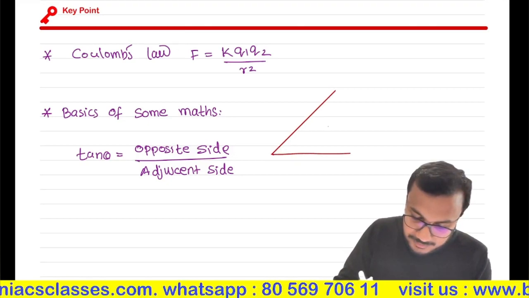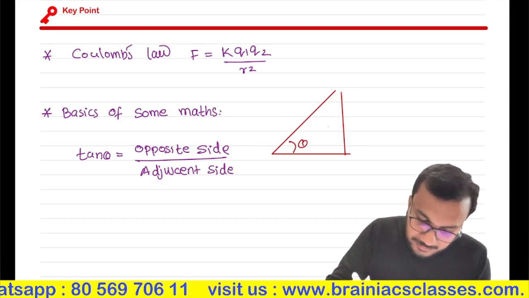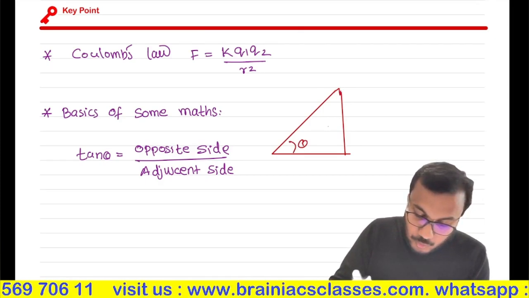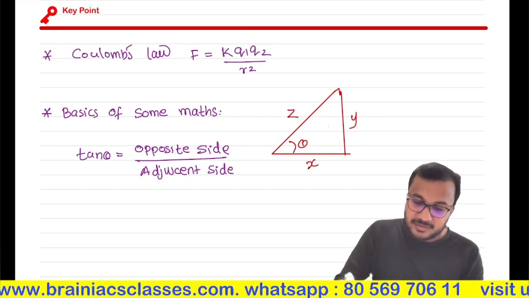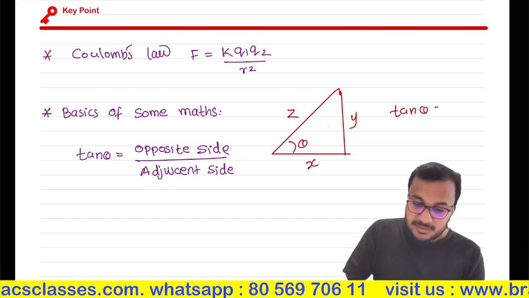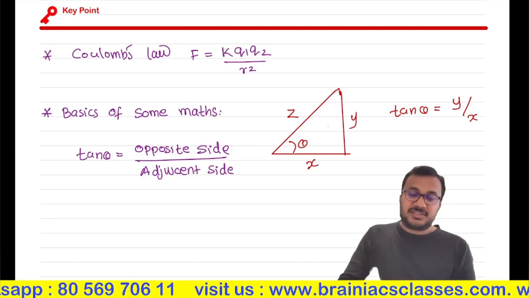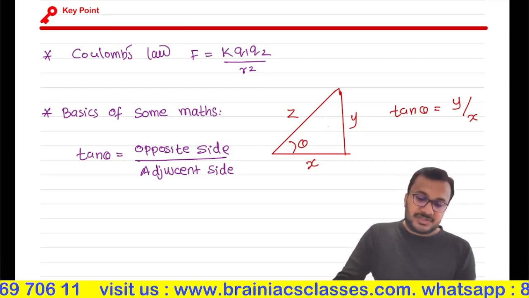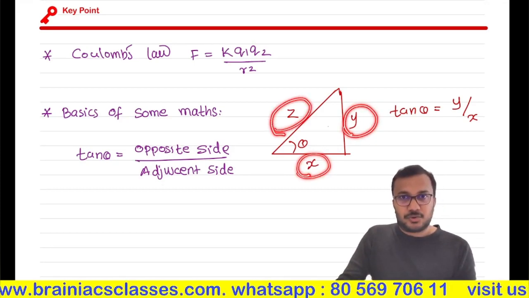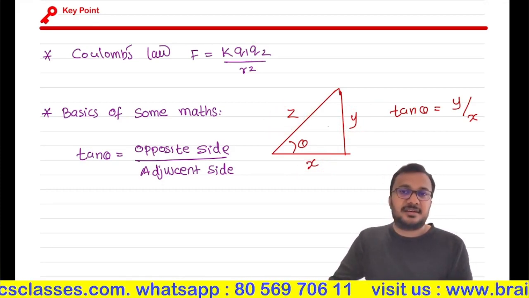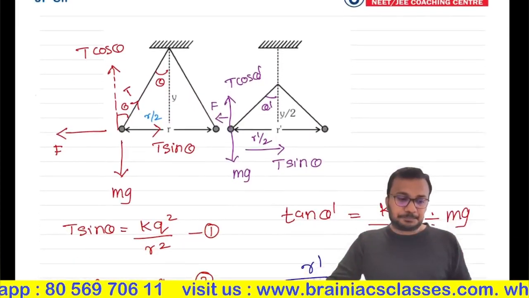You have a triangle like this, and this angle is called theta, and this is the opposite side. Let's take this as y, this as x, this as z. So tan theta equals opposite side y by adjacent side x. This is called the adjacent side, this is the opposite side, and this is the hypotenuse in Pythagoras theorem, right? So tan theta is y by x. These two we need to know. Now we'll solve the problem.